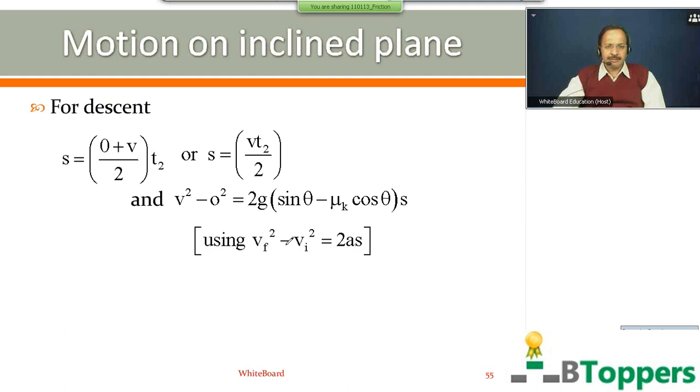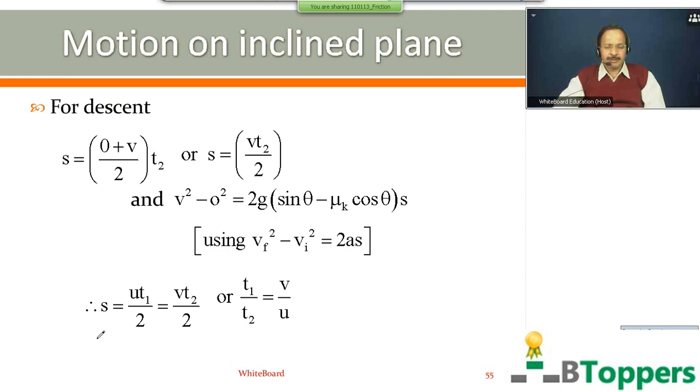Next, using the equation V final square minus V initial square equal to 2AS for descent. For descent, initial velocity at the highest position is 0. Acceleration A equal to g into (sin theta minus mu k cos theta). The magnitude of displacement for descent is the same as for ascent. So you get V square equal to 2gS into (sin theta minus mu k cos theta).